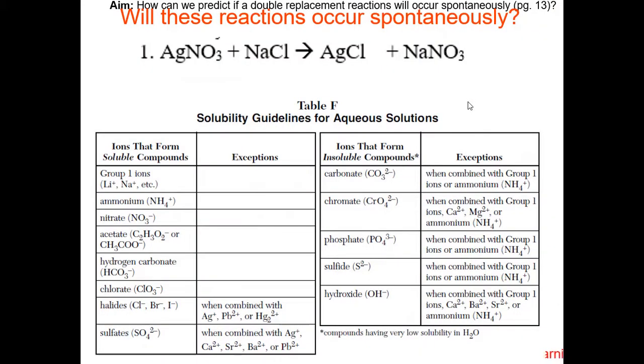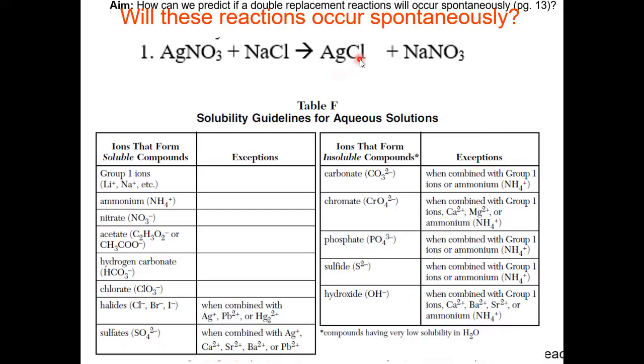For the next part, I want you to use table F to determine whether the double replacement reaction will be spontaneous or not. So in a double replacement reaction, you're going to look at the products and determine whether each product will be soluble or insoluble based off table F. As long as one of the products is insoluble, then the entire reaction will be spontaneous. But if both products are soluble, then the double replacement reaction is not spontaneous.